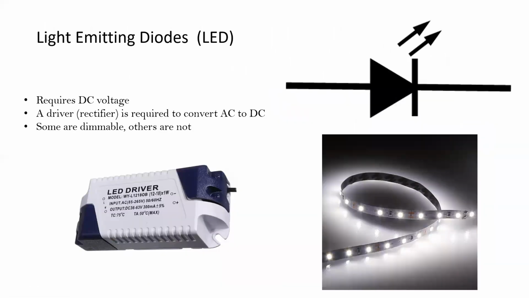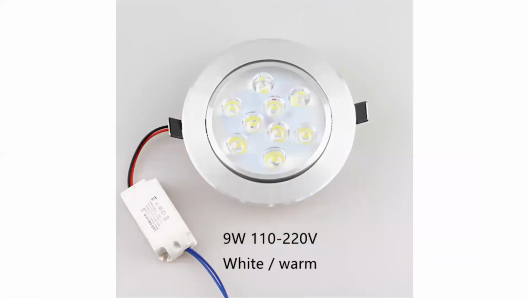What about LEDs? LED is a light emitting diode, which means a diode which only allows current to flow in one direction, and when it is conducting current through it, it gives off light. An LED requires DC to operate, and so we use a driver, which is the name for a rectifier in the lighting world, to convert AC to DC. Some LEDs are dimmable, others are not, and it depends on the application if you need it or if you don't need it.